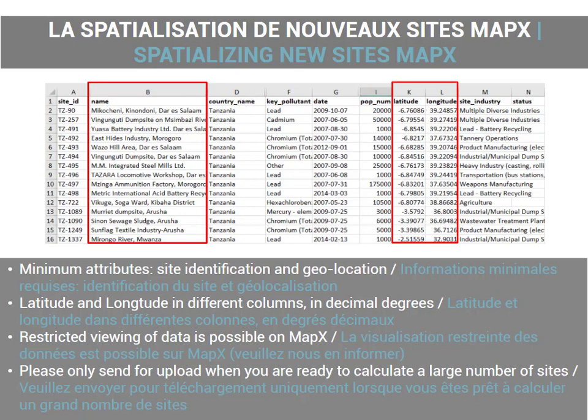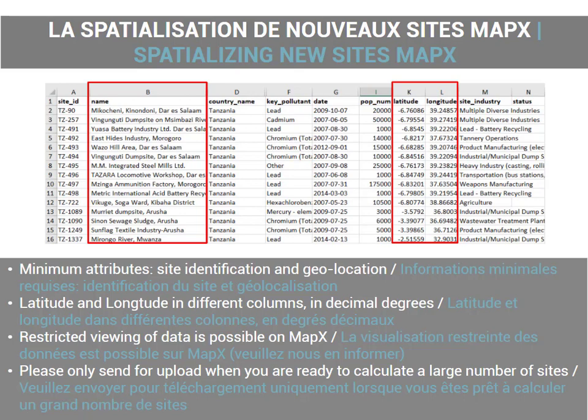There's plenty of online conversion tools which you can use if your GPS coordinates are in a different format, for example, in UTM or decimal minute seconds. If you're worried about data privacy, we can also make these data sets private to just you and your colleagues, or we can make them public. However, please inform us when you send us the data what you would like. And please only send data sets for upload when you're ready to calculate a large number of sites.